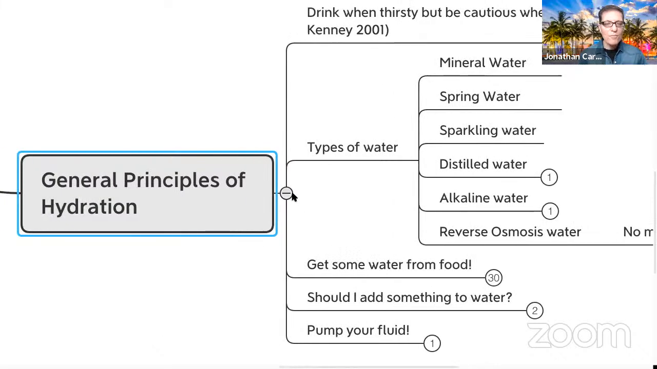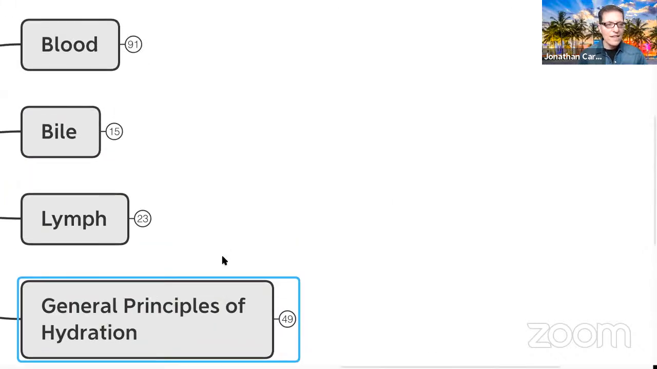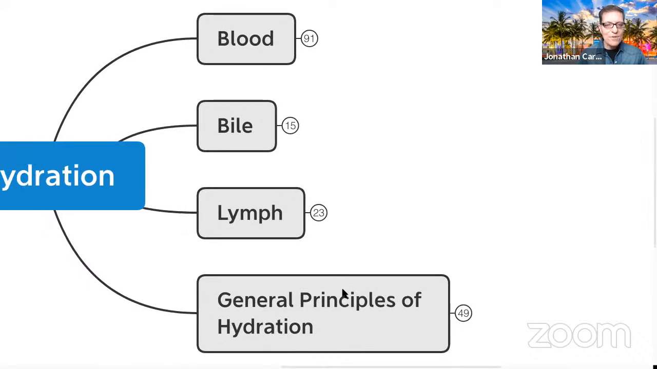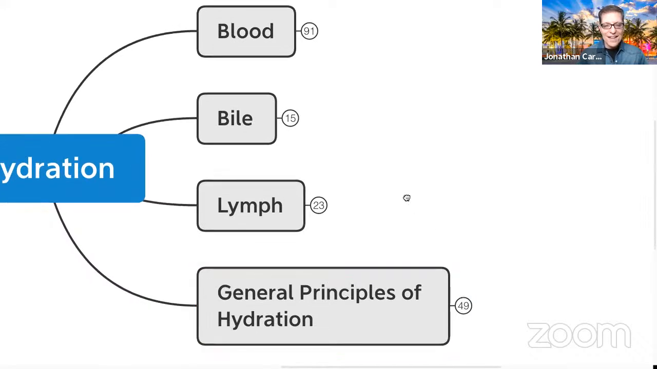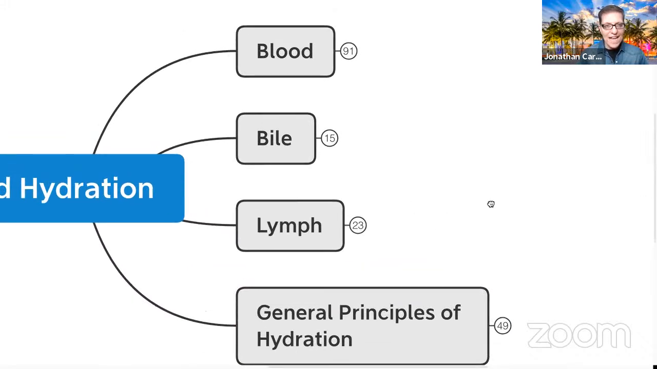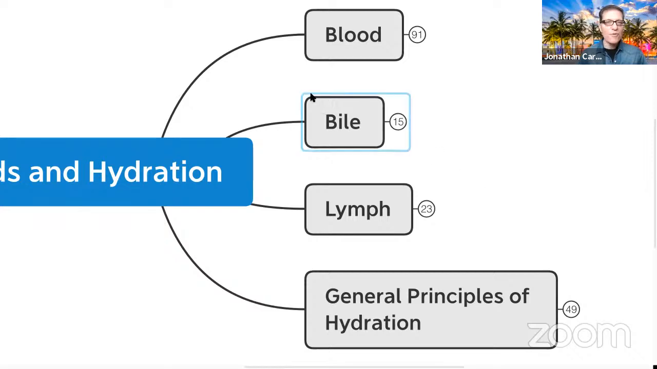Okay, so we've covered blood, we've covered lymph, bile, and the key principle of hydration is to drink when you're thirsty and add some water from foods. So let's now do our test, and we will call it a night.